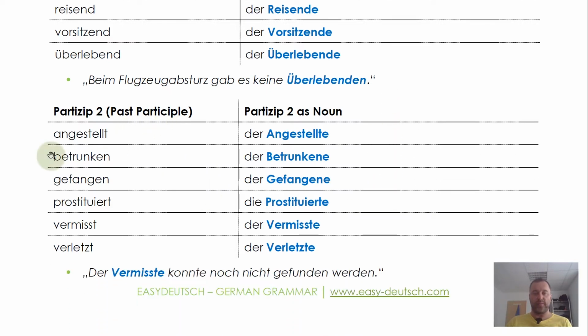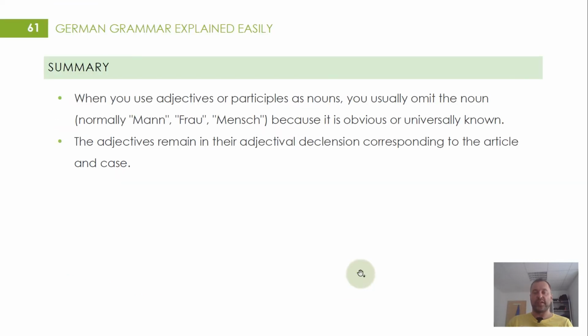And with the past participle: angestellt, employed, the employed one, der Angestellte. Betrunken, to be drunk, der Betrunkene, so the drunk one. Gefangen, caught, der Gefangene, so the caught one, prisoner, and so on. Der Vermisste konnte noch nicht gefunden werden, so the missing person couldn't be found yet. So here also der vermisste Mensch, der vermisste Mann, so the missing human, the missing man could not be found. We drop the noun and we stick to the adjective.